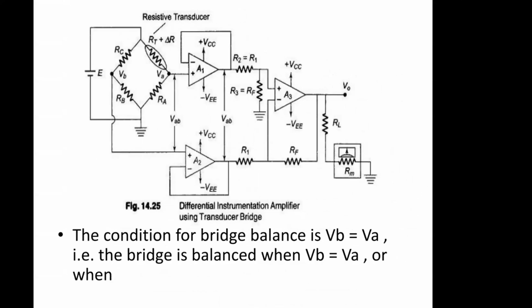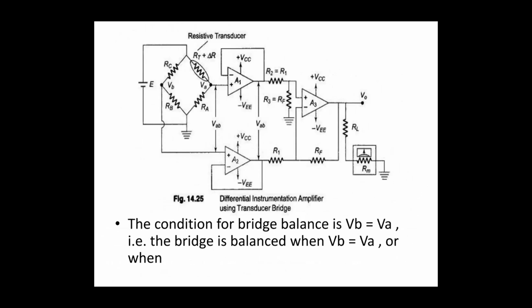For this bridge circuit, we can connect the strain gauges in the bridge. By connecting the strain gauges, we can convert this differential instrumentation amplifier using a transducer bridge circuit into an analog weight scale circuit. The strain gauges are connected in the four arms of the bridge. Here the resistances are connected, so instead of these resistances, all four arms are going to be strain gauges. We can see here.